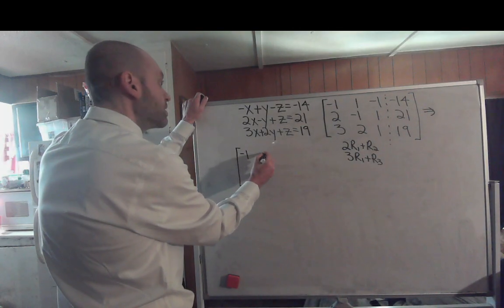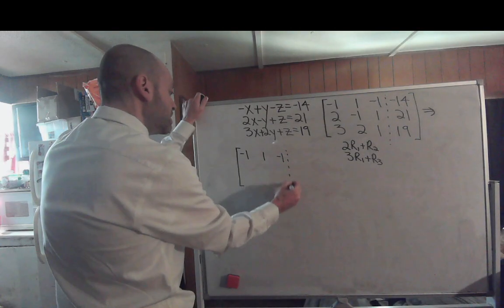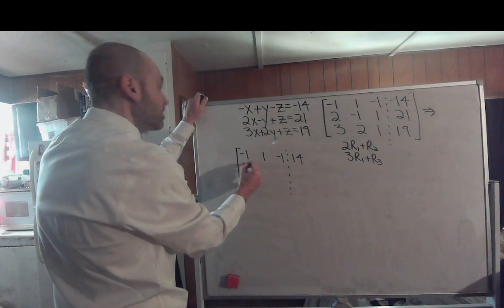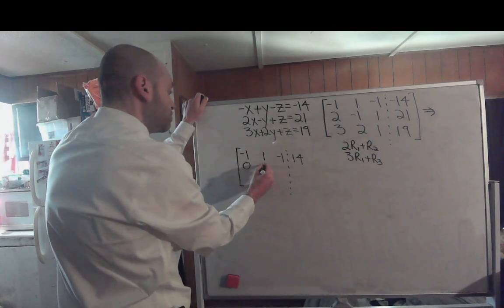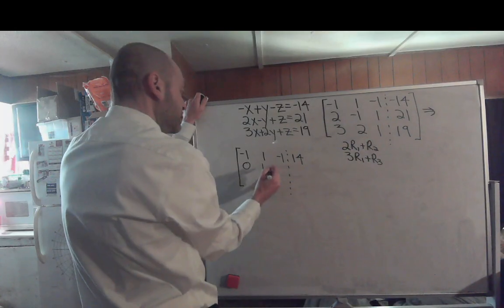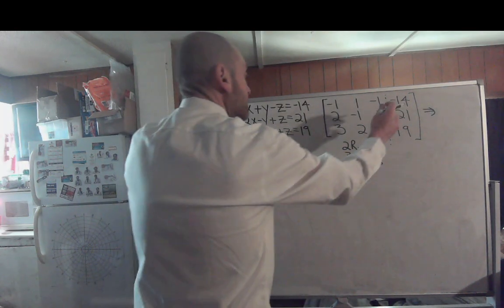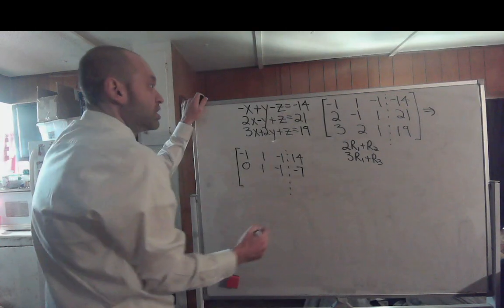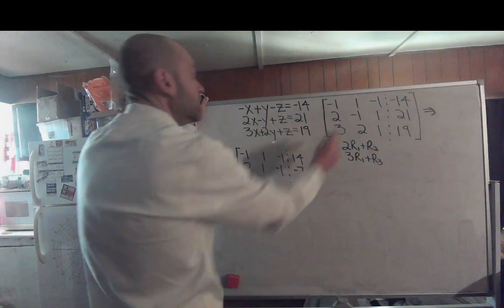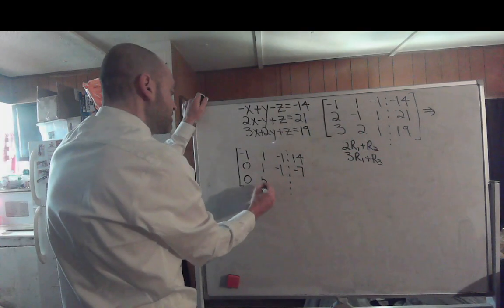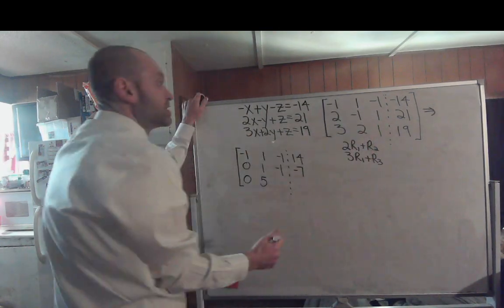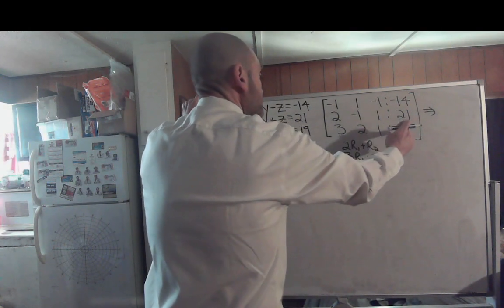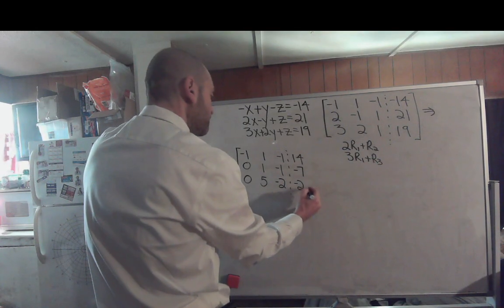You'll have negative 1, 1, negative 1, and then negative 14. So negative 2 plus 2 is 0. 2 minus 1 is 1. Negative 2 plus 1 is negative 1. Let's see, negative 28 plus 21 is going to be negative 7. Alright, negative 3 plus 3 is 0. 3 plus 2 is 5. Negative 3 plus 1 is going to be negative 2. Negative 42 plus 19 is going to be negative 23.